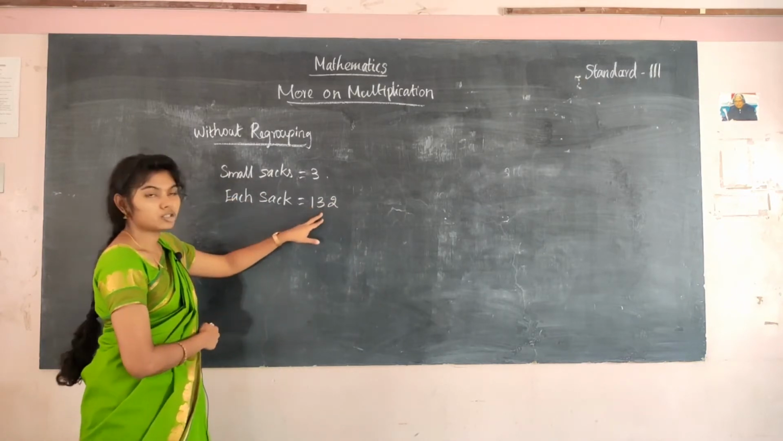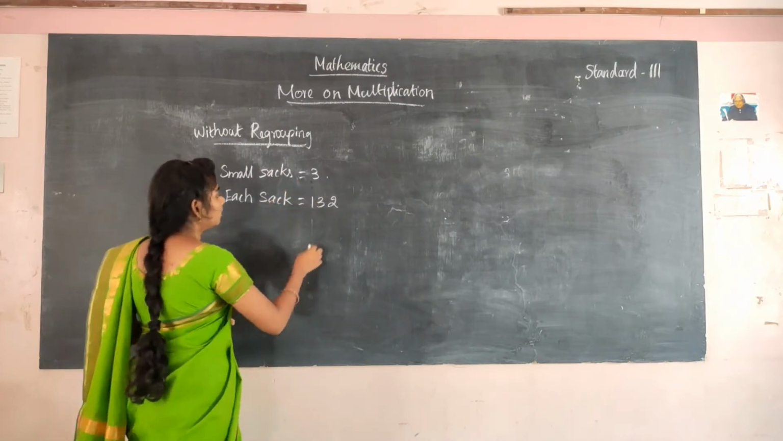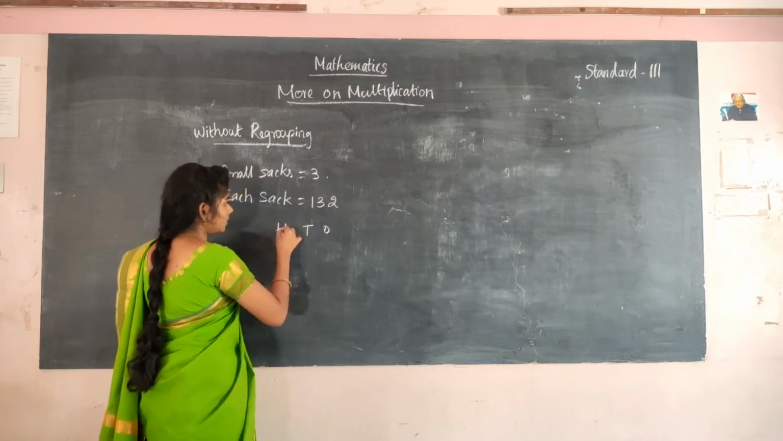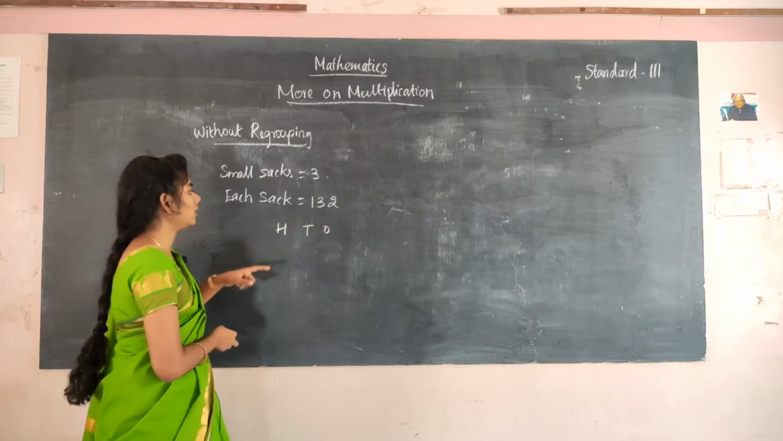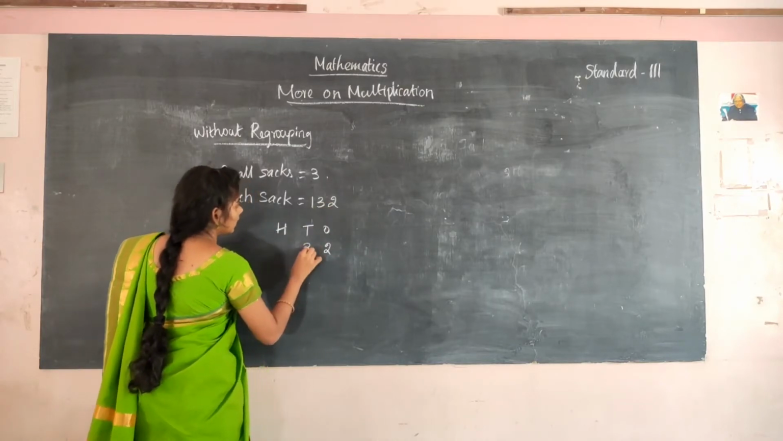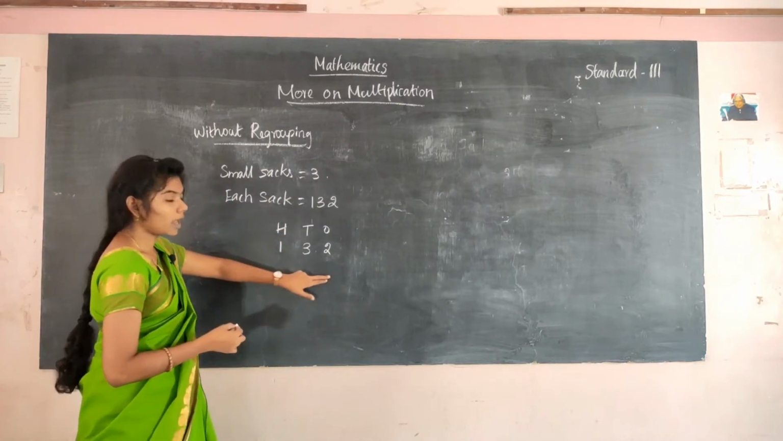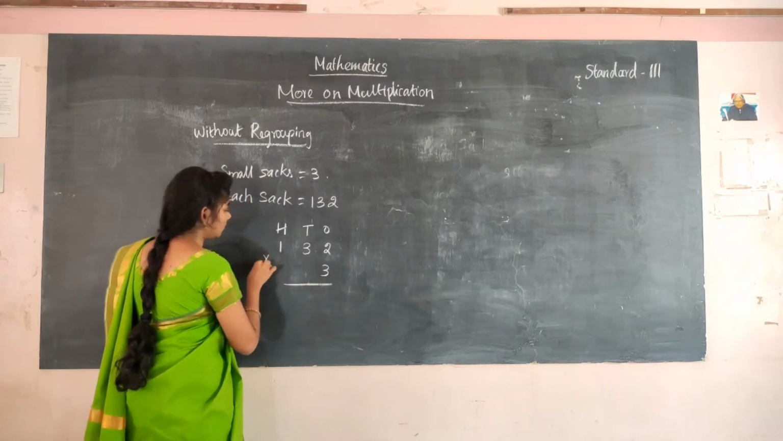Now you are going to multiply the numbers. Here it is a 3-digit number and this is a 1-digit number. So first write the places. Up to the hundreds place you have to write. Why are we writing up to hundreds? Because it is a 3-digit number. So write that number here: 2 in the ones place, 3 in the tens, and 1 in the hundreds place. And this is a 1-digit number, so you have to write it in the ones place. Write 3 here, and now give the multiplication sign.